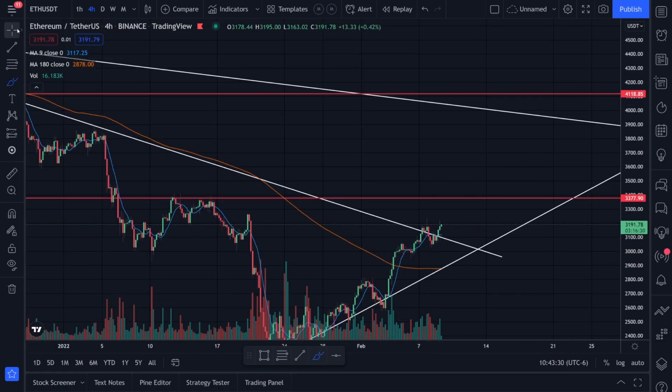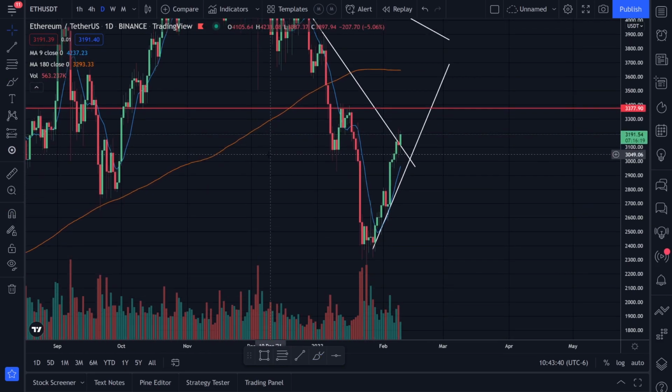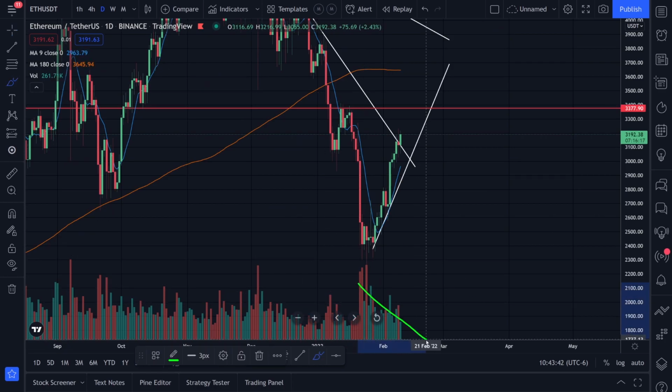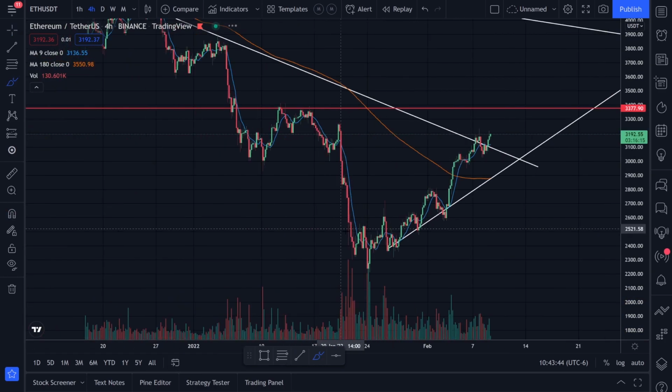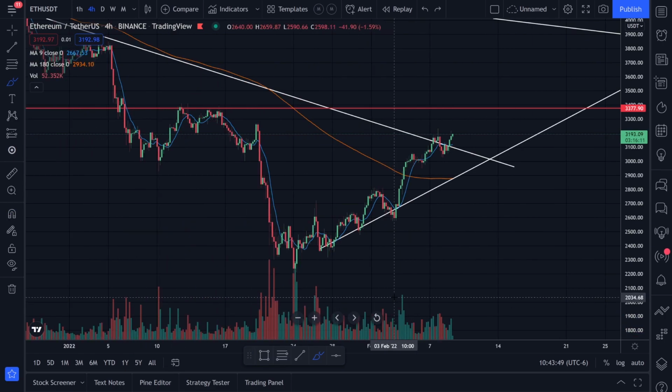So if we come back to Ethereum, it does look like we're breaking this trend line still. Like I was saying, the next spot that I'm targeting is around 3,377. I really would like to see this volume come in a little bit more. Let's go to the 4-hour time frame and see how that looks. It looks like we're getting a little bit of volume right now, but I'm still curious about it.